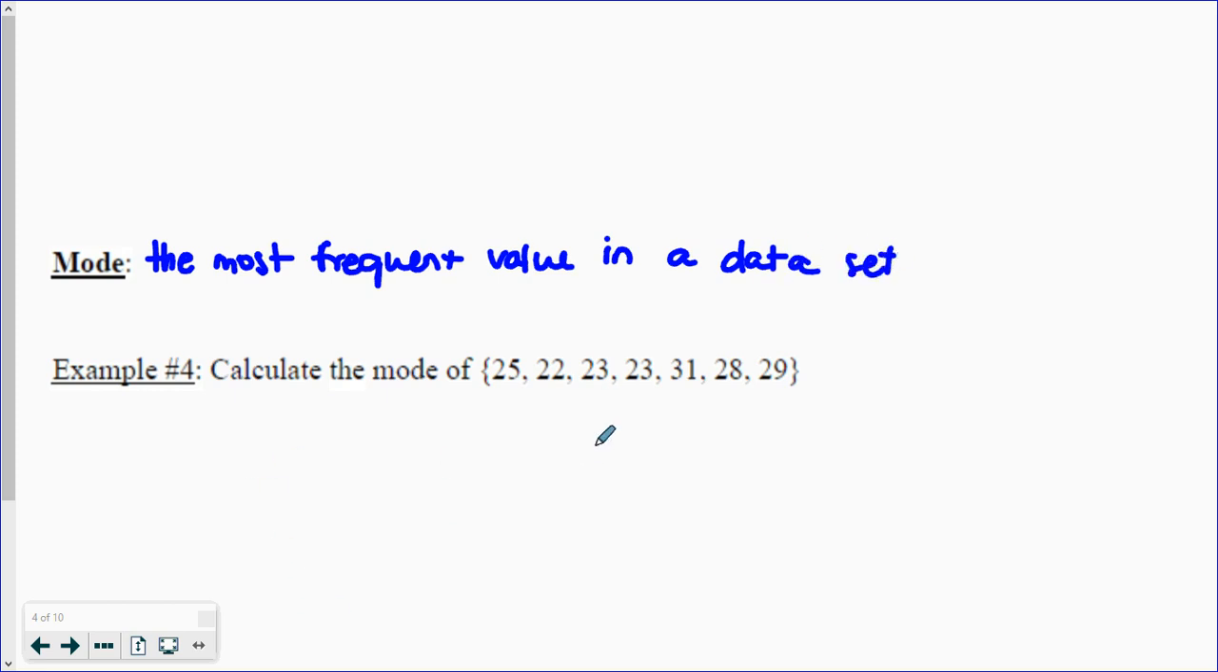So sometimes you can tell just by looking at a data set. If you have too many numbers, usually you actually do need to organize it in order to determine what the mode is. So I'm just going to order it. So put it in order from lowest to highest again. So 23, 23, 25.